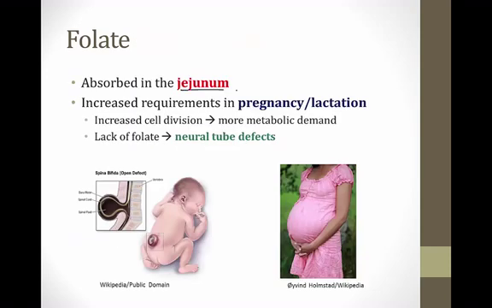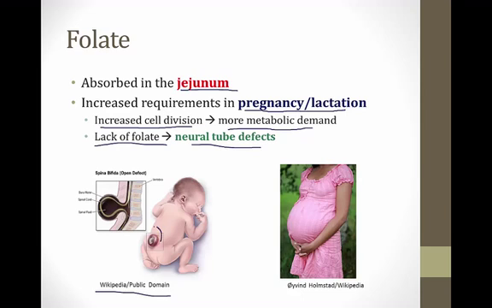Folate is absorbed in the jejunum. This is where most of the water-soluble vitamins are absorbed, and you should know that there are increased requirements for this vitamin in pregnancy and lactation. In both of these settings, there's increased cell division. This means there's more metabolic demand and you need more DNA and more thymidine. And very importantly, the lack of folate in pregnant women can lead to neural tube defects. This is a baby with a severe version of spina bifida called a meningomyelocele.